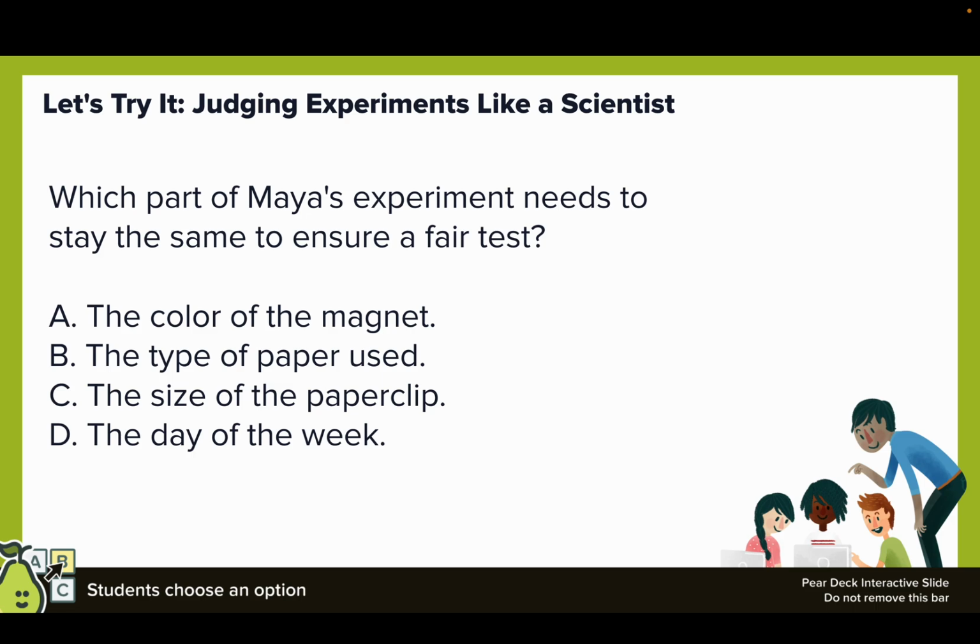Does she only need to conduct this investigation on the same day of the week every time she does the investigation? Take a minute and think about which one needs to stay the same to make sure her test is fair. All right, you should have been able to identify that C, the size of the paperclip, is what needs to stay the same as she's conducting this experiment.